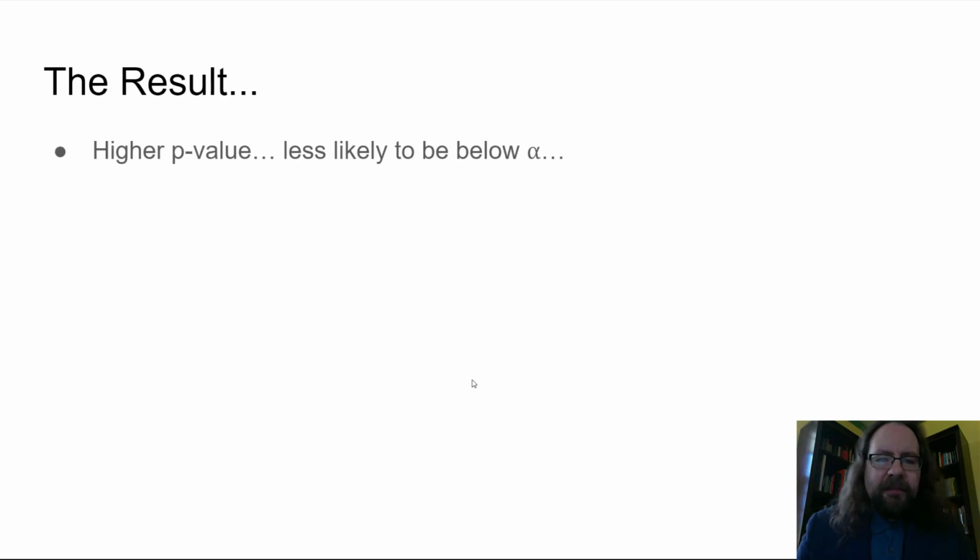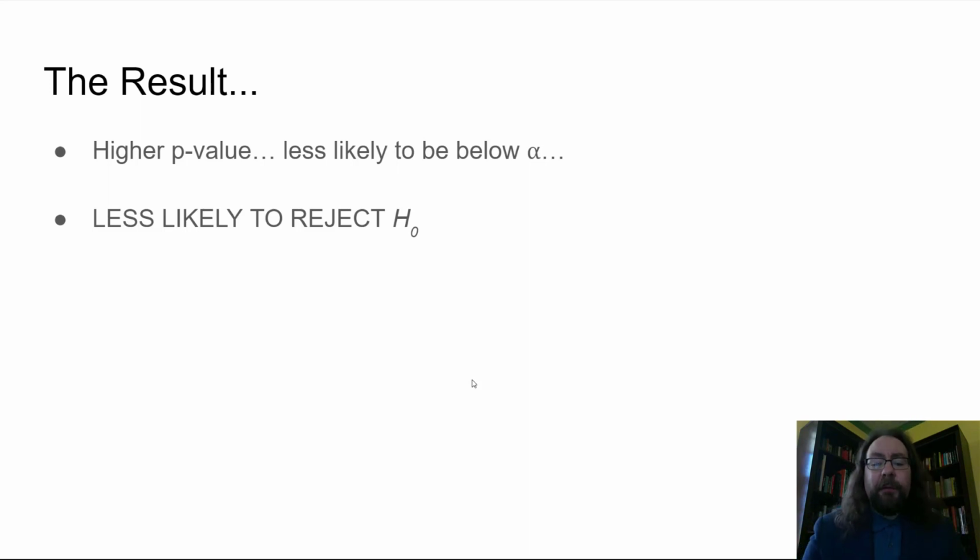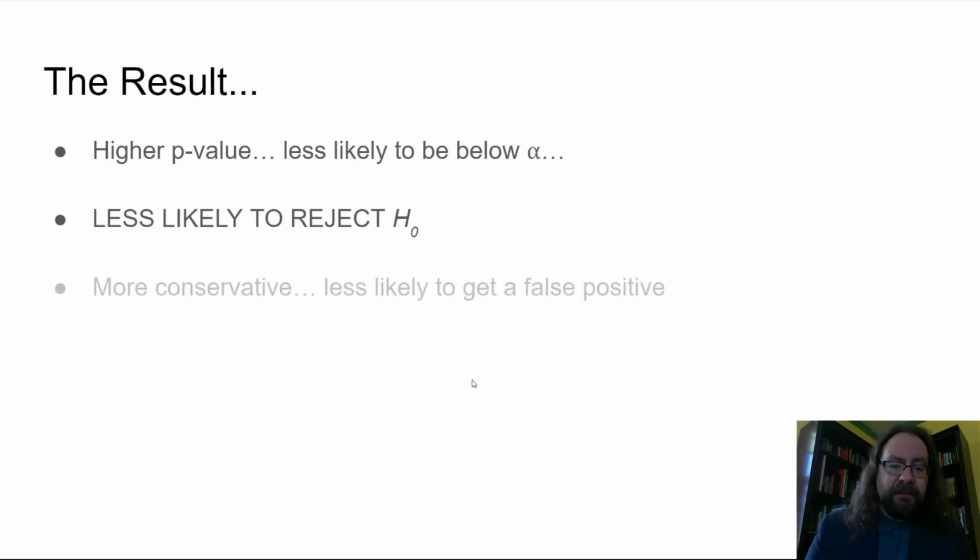So a higher p-value will make it less likely for our p to be below alpha. That will mean in turn that we will be less likely to reject the null hypothesis. So we're going to be less likely to say we have significant evidence of a difference in our values. This gives us a more conservative test. We are less likely to get a false positive test.